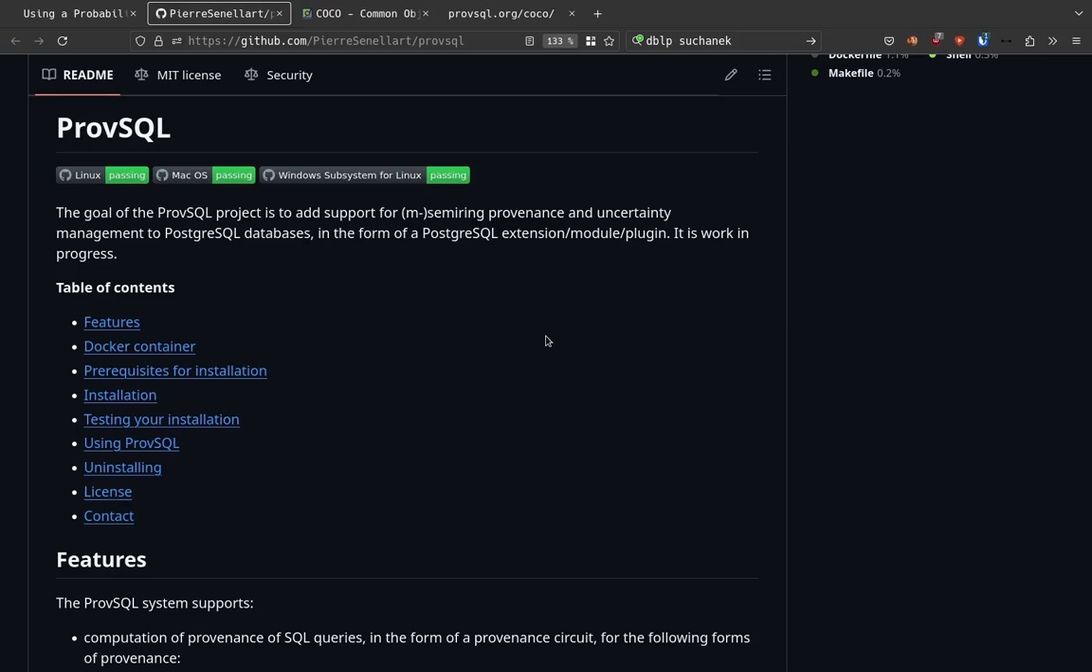ProvSQL is an extension to the Postgres database management system that adds support for management of provenance and for probabilistic databases. Here, we use it to query uncertain data in the form of uncertain annotations on objects present in images to build an image retrieval system.